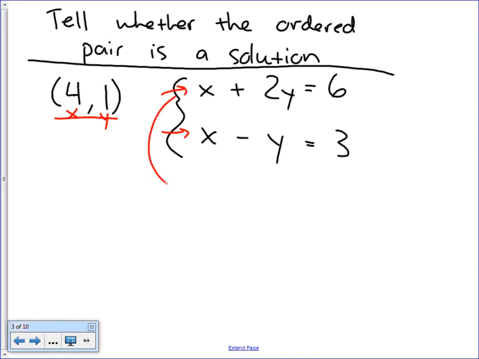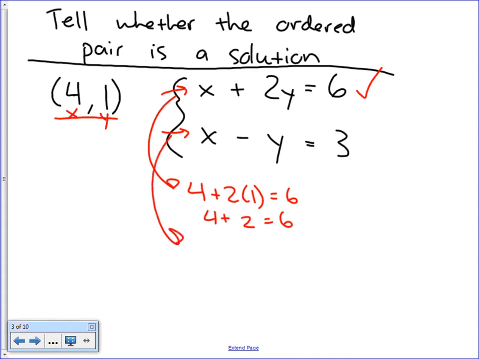So plugging in 4 for the first one, I have 4 plus 2 times 1, and we're going to see if that equals 6. Well, 2 times 1 gives me 2, and 4 plus 2, does that equal 6? Yep, so that one works, so we know we're good. So I'll put a little check mark there. For x minus y equals 3, let's see if 4 minus 1 will give me 3. And 4 minus 1, yep, does give me 3, so this one works out well. Now it needs to work for both of them to be a solution, so this one is a solution. If it didn't work for just one of them, then it is not. It needs to work for both of them.